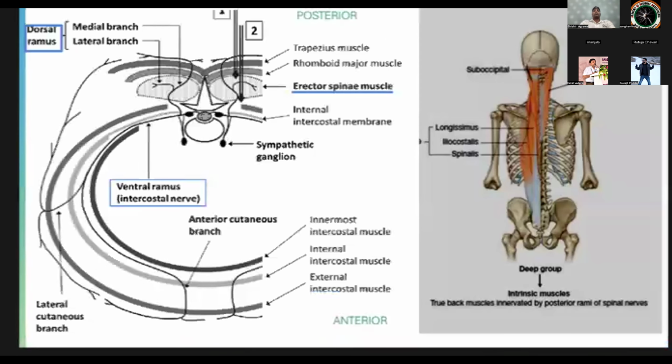So the point of injection for the erector spinae plane block is deep to the erector spinae muscle and the thoracolumbar fascia. The target is between the anterior and the deepest layer of the erector spinae muscle, where we see the spinal nerve roots dividing into the dorsal and ventral ramus, which are targeted in the erector spinae plane.